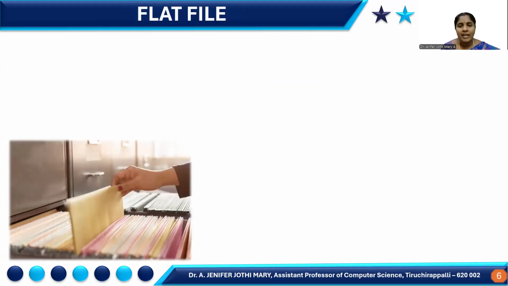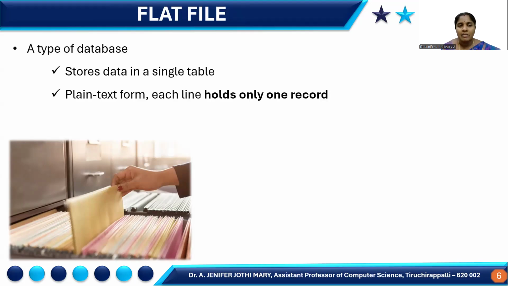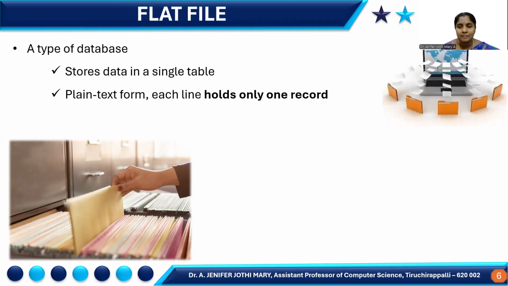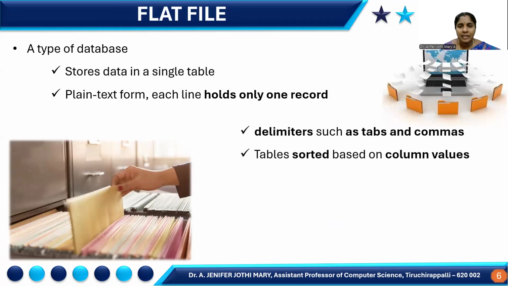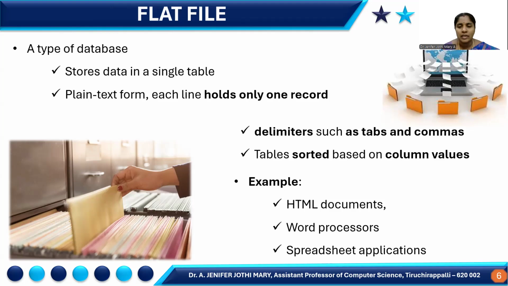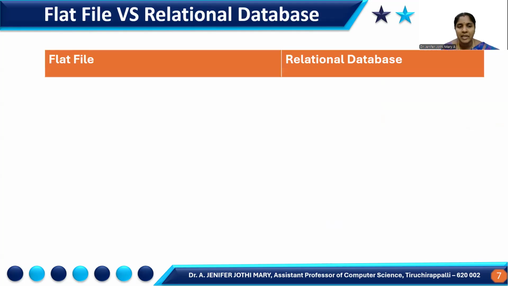What is a flat file? A flat file is a type of database which stores the data in a single table. Here it comes in plain text form. Each and every line holds only one record. The data can be separated by delimiters such as tabs and commas. Table values are sorted based on the column values. Here is an example, HTML documents. Some other examples are word processors and spreadsheet applications.